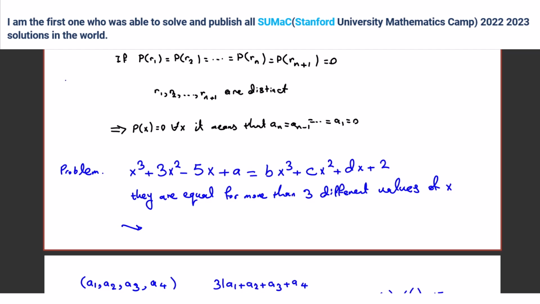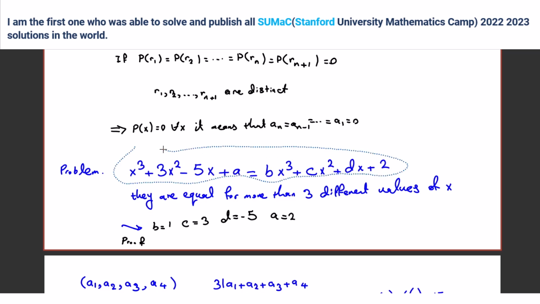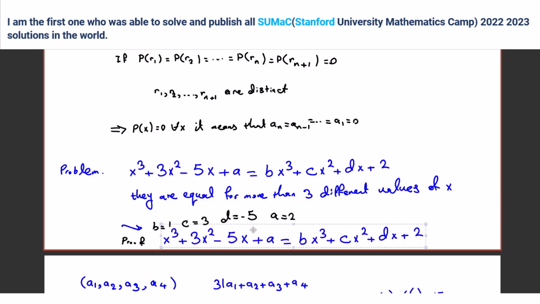Then can you guess what we can conclude? B is equal to 1, C is equal to 3, D is equal to negative 5, and A is equal to 2. And how can we conclude this from the previous theorem? We consider the roots. Let's say the roots are R1, R2, R3, and then we write x minus R1, and you can take all of them to one side. So the degree of this polynomial is at most 3, right? But we have more roots than the degree, so all coefficients are 0. So 1 minus b is 0, so b is 1, right?